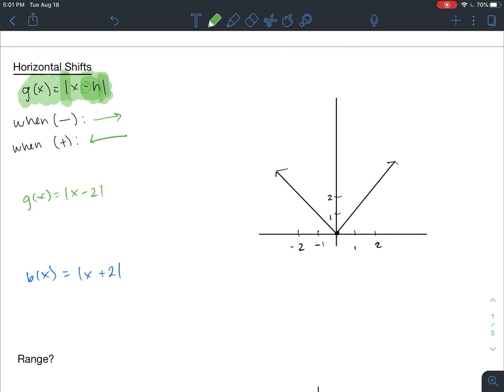So always remember that. And whenever you have an add or subtract and a constant inside the absolute value lines, you're going to shift it over. And how much do you shift it over? You shift it over however many units this h is. So you'll shift it over h units.